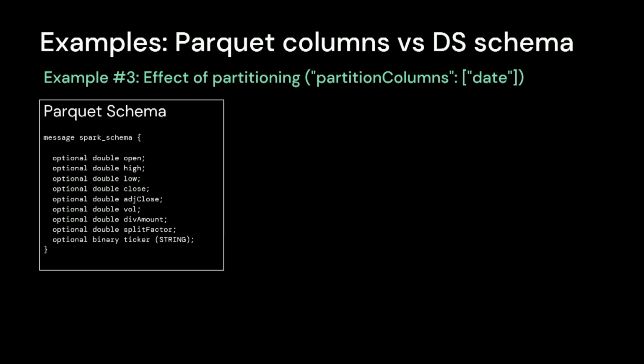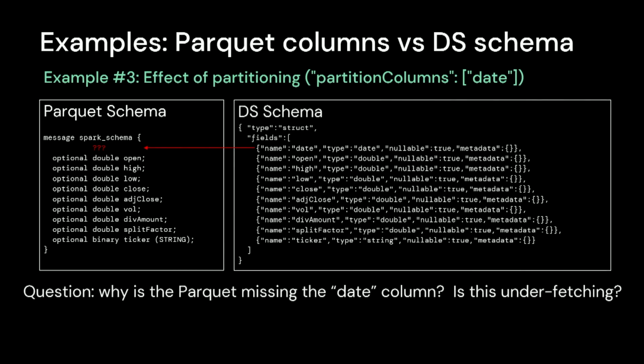This third example goes a little further. Now we're going to look at a table on which partitioning has been applied. It has just one partitioning column to keep the example simple, and in this case, it's the date column. We have the Parquet schema, straightforward enough. It's got a bunch of columns. But when we look at the Delta Sharing representation of the schema, we see it possesses a date column, but it's not in the data. And what's going on with that? Is it just underfetching?